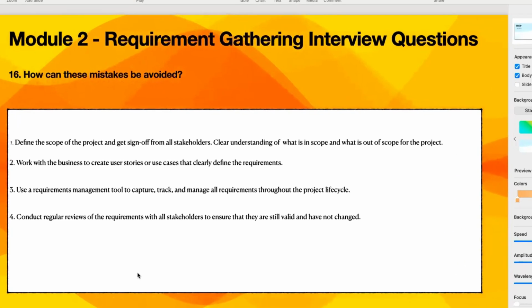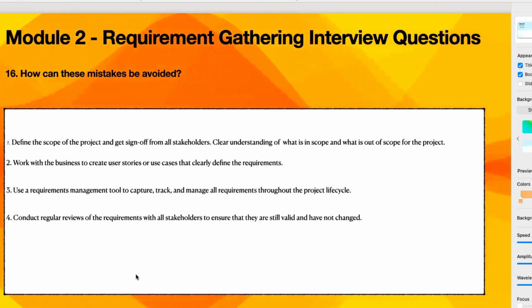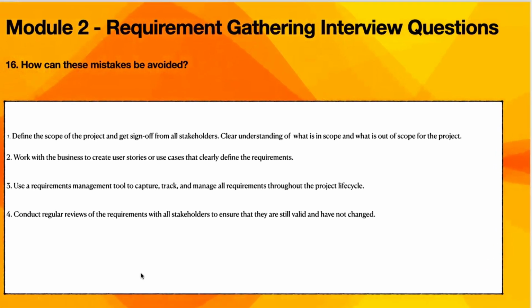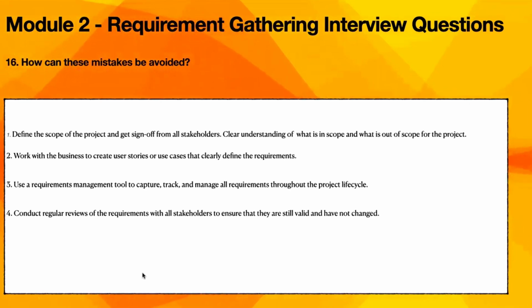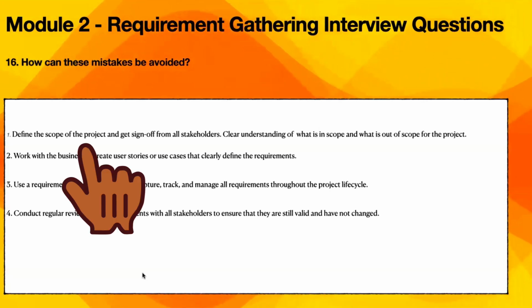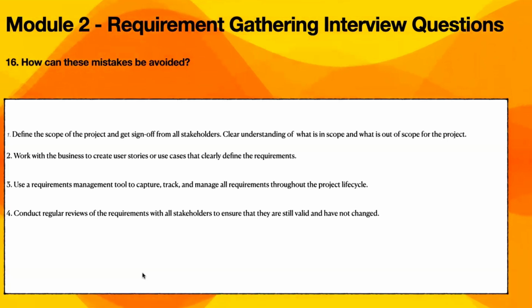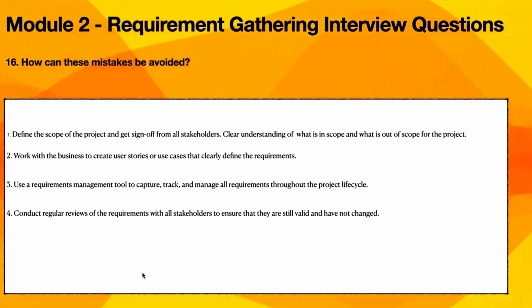Can we avoid these mistakes? Whenever you are gathering requirements and you are making mistakes, how can we avoid those mistakes? So first, you have to define the scope very well, and you need to get the sign off from all the stakeholders. When you start creating any user stories or use cases, you need to be very, very clear of the requirements. As a BA, you have to first have a clear understanding of the scope of the project. Also, when you create user stories or use cases for those requirements, you have to clearly define the requirements.